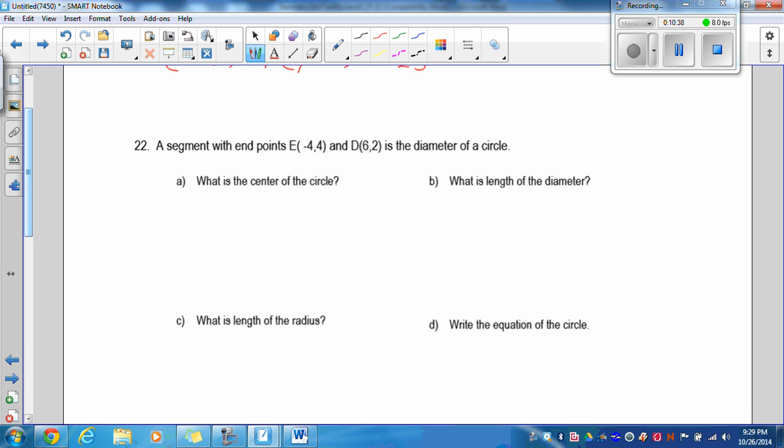So here we have a segment with these endpoints, and this is the diameter. So basically what we're doing is finding the midpoint of these, and that will be the center of the circle.